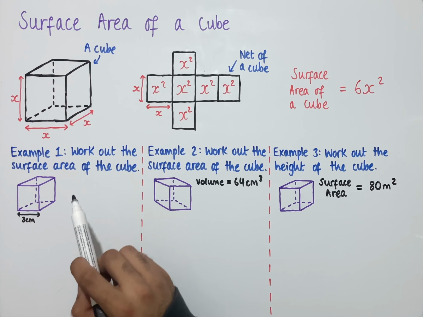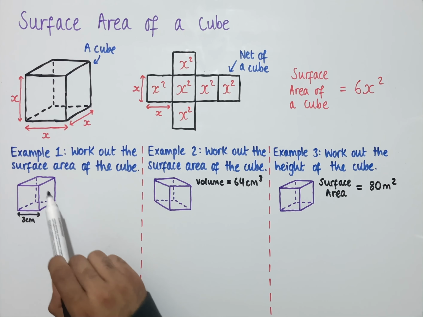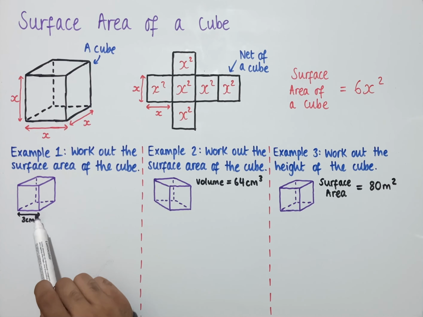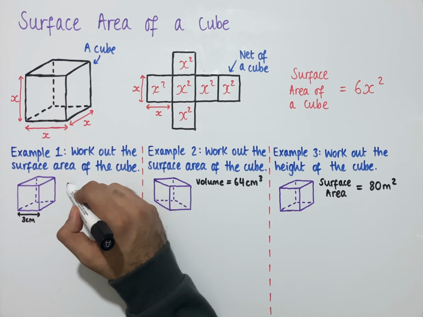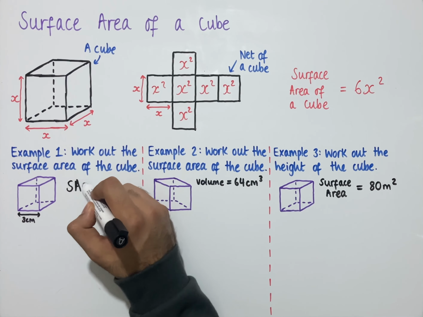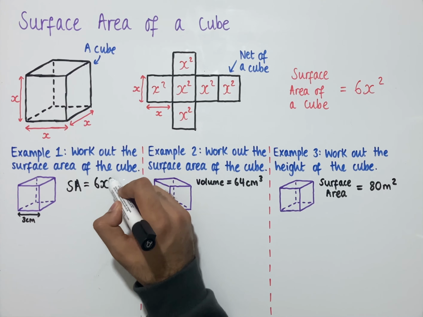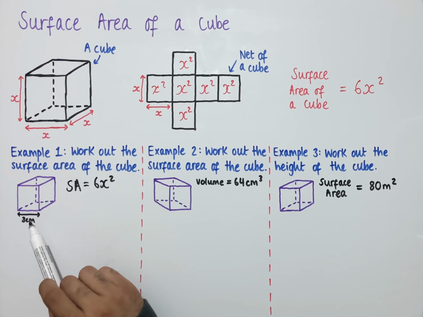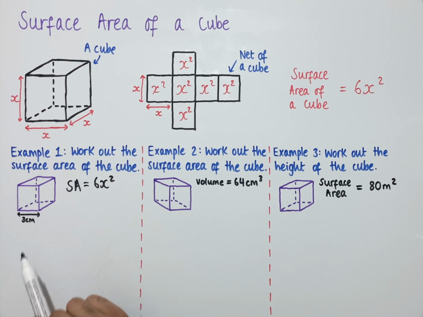Let's look at some examples. So the first example says work out the surface area of the cube, and we have a cube here where one of the edges has a length of 3 centimeters. So if we wanted to work out the surface area of this cube, we'll call it SA, then we can use our formula here, 6x squared, where x is the length of one of the edges on the cube. And so in this case, we have that our x equals 3 centimeters.